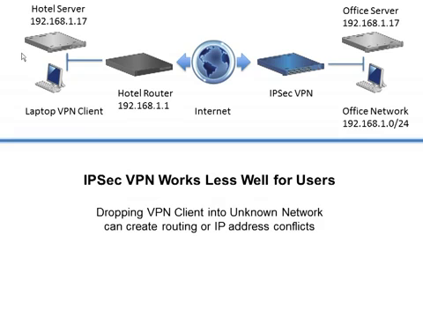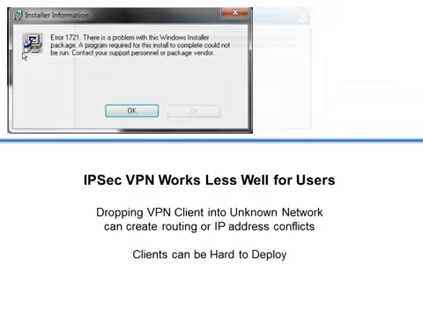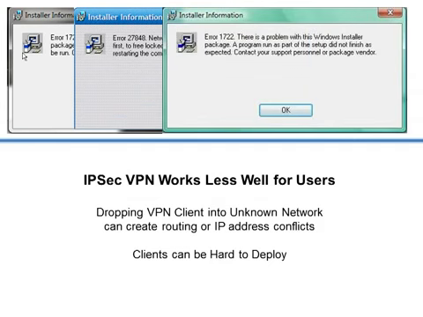In this case, we can see that the user's hotel, depicted on the left, is using the exact same IP range as the office, depicted on the right. Of course, these error messages that we see on the screen are common and well known to those who have deployed IPsec VPN clients. In fact, deploying IPsec VPN clients for remote access can often be very difficult.